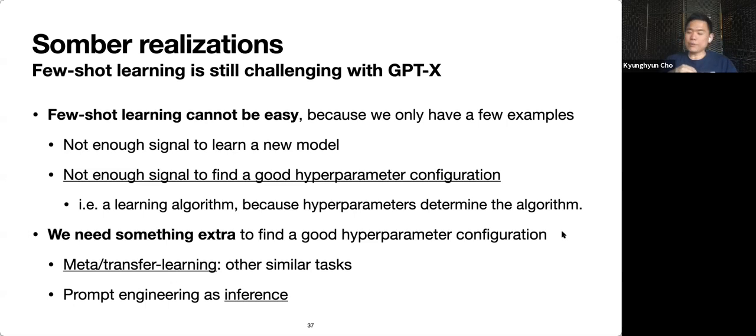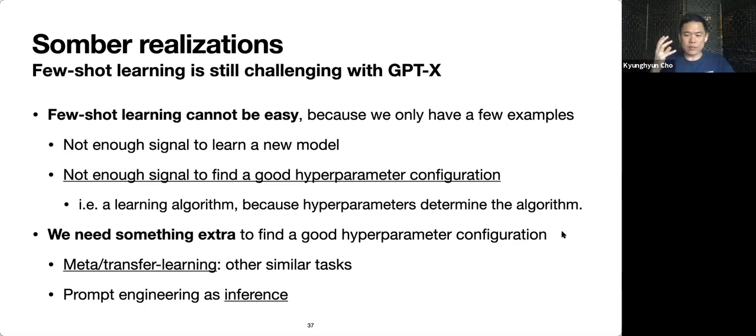And the second realization, perhaps it's not a realization, this is how the whole community used to define few-shot learning, is that we need something extra. We need something extra to find a good hyperparameter configuration, i.e. find a good few-shot learning algorithm. So in meta-learning and transfer learning, in those contexts, we've been using other similar tasks. And perhaps we can view prompt engineering as yet another machine learning problem of inference. But I don't know what is the right direction to go. But this is the realization that we made, that we need something extra.